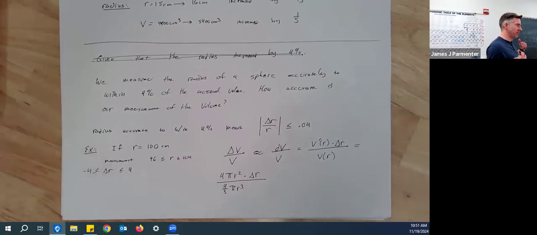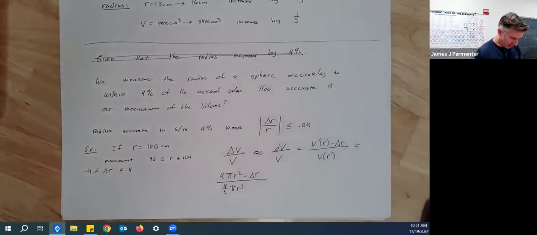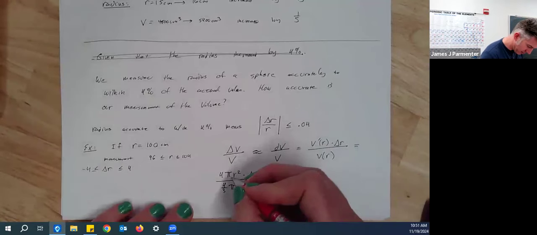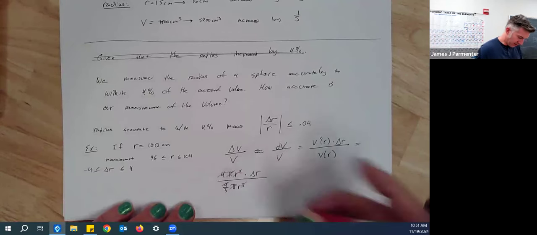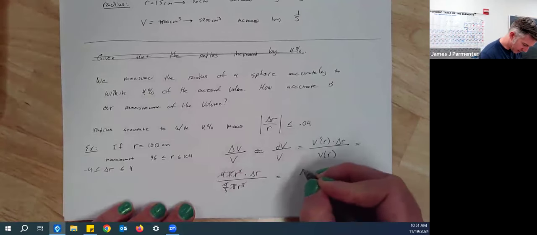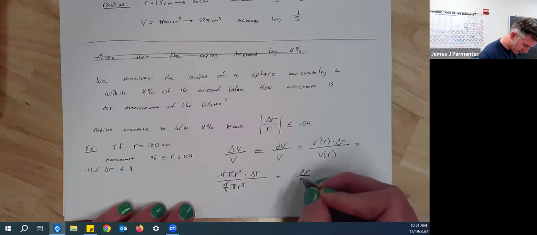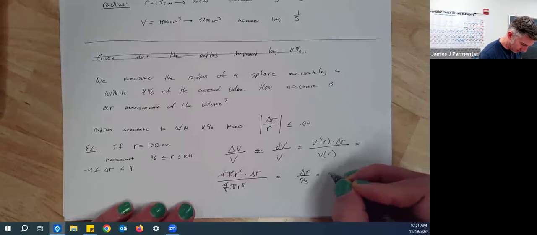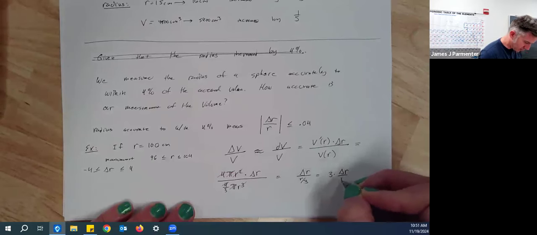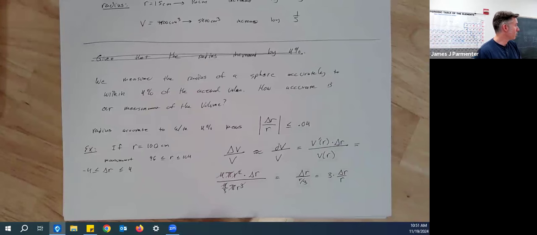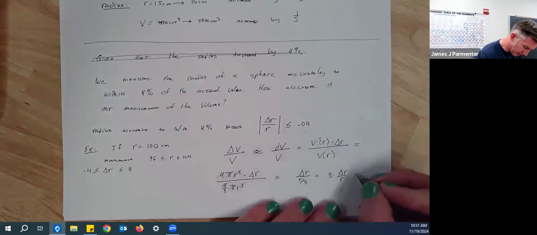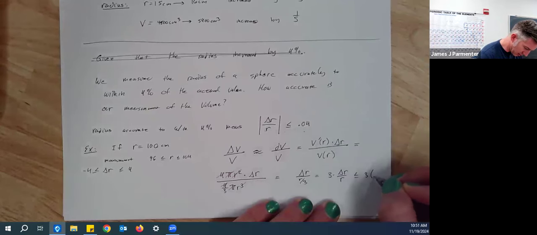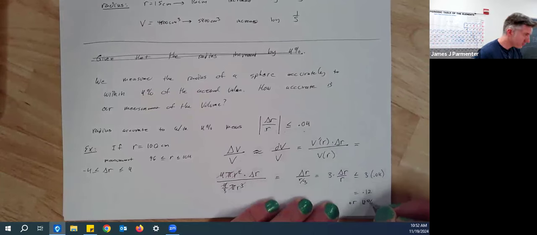I always thought it was super cool how this always worked out when I was a student. So check it out. You can cancel 2 R's on the top and the bottom. You can cancel a pi. You can cancel a 4. And you're left with delta R over 3, or more nicely written, 3 times delta R over R. But look, we know that delta R over R is less than or equal to 0.04. So this is going to be less than or equal to 3 times 0.04, which is exactly 0.12, or 12%.